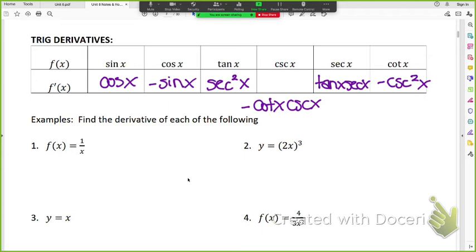All right, so like I said, these are just our trig derivative rules. So when you are asked the derivative of something that involves trig, refer back to this, which we're about to do here in just a second. All right?